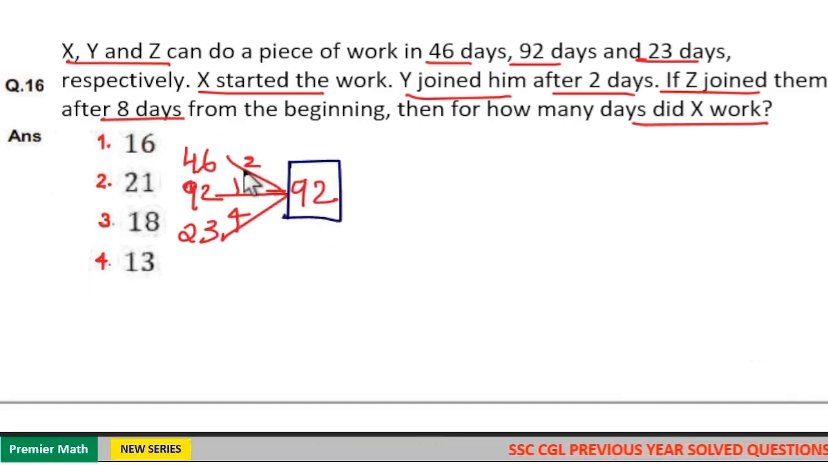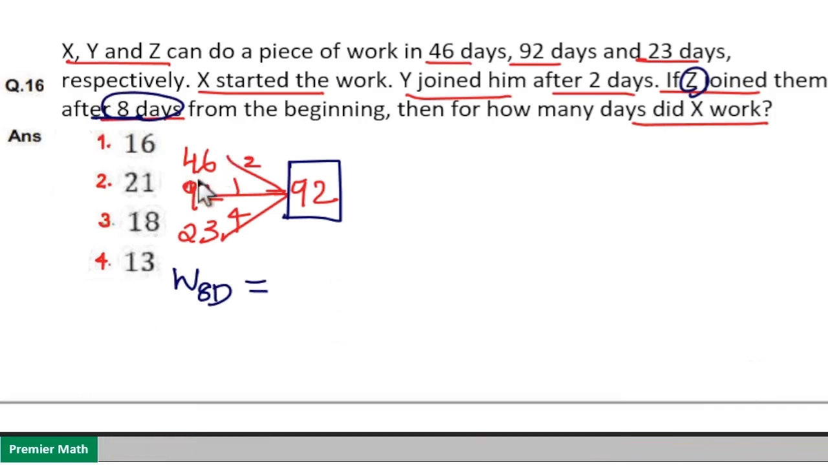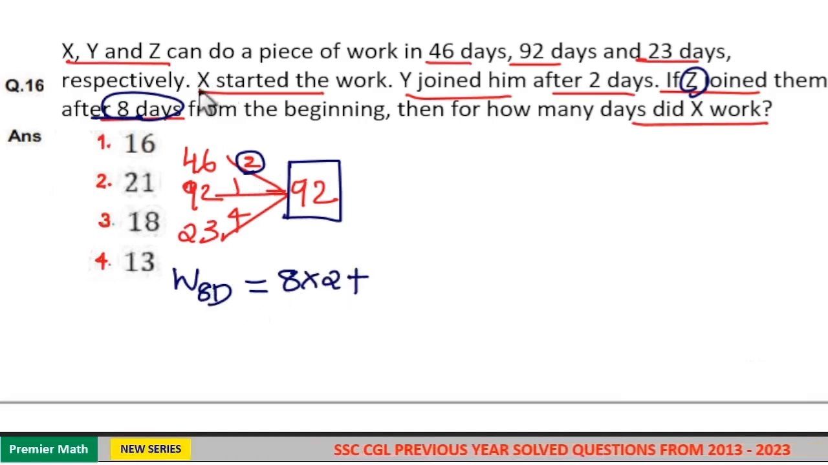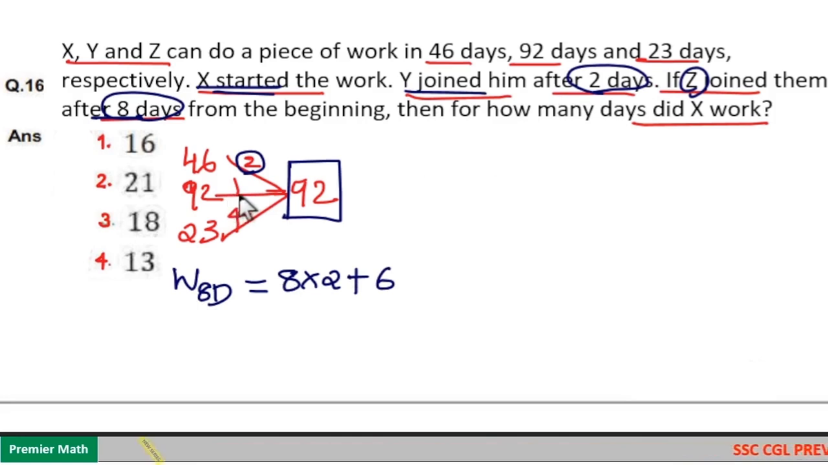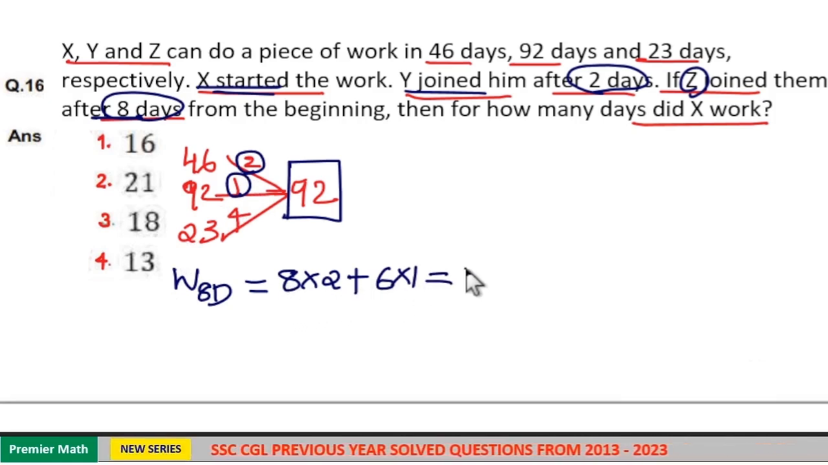X can complete 2 units of work in a day, Y can complete 1 unit of work in a day, Z can complete 4 units of work in a day. Now find the work completed in 8 days, because Z joined them after 8 days. X can complete 2 units of work in a day, so in 8 days he will complete 8 into 2, 16 units of work, because X started the work. Now Y joined him after 2 days, that is, Y worked for 6 days. Y can complete 1 unit in a day, so in 6 days he will complete 6 units of work. Total work completed is 16 plus 6, 24 units.